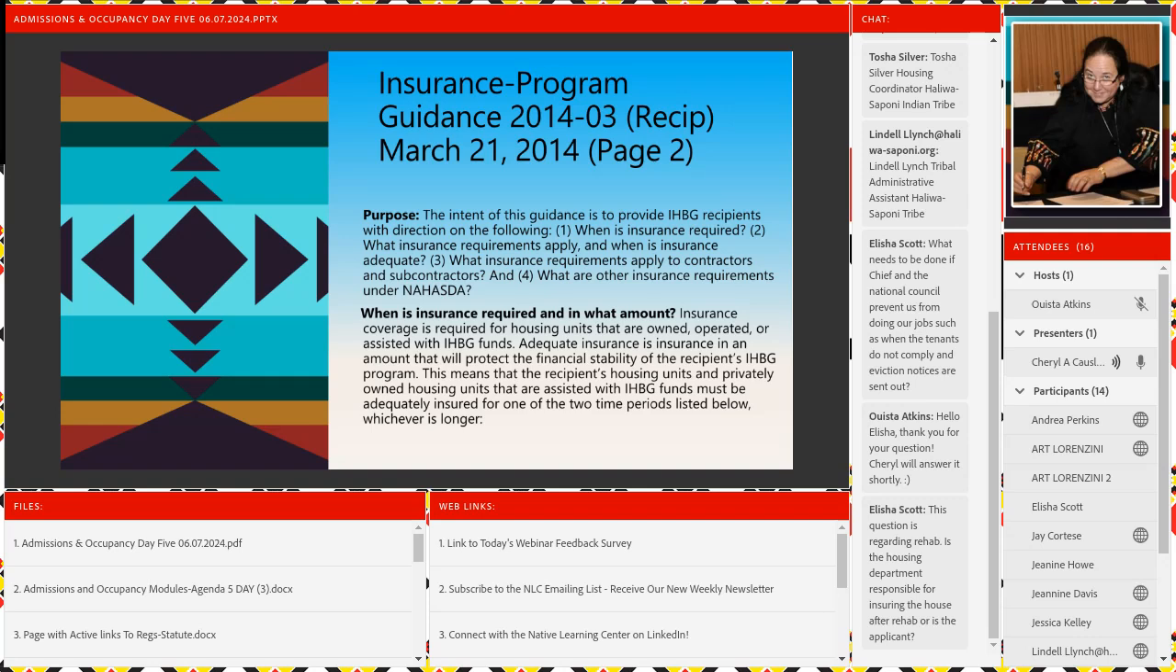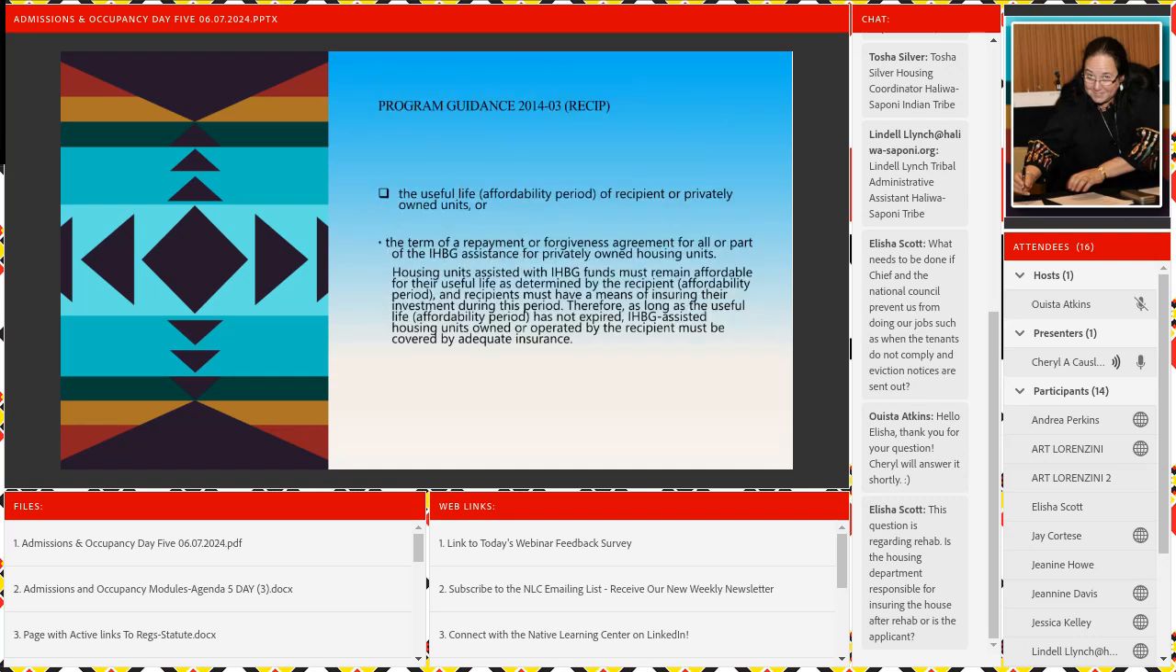When is insurance required and in what amount? Insurance coverage is required for housing units owned, operated, or assisted with block grant funds. Adequate insurance is insurance in an amount that's going to protect the financial stability of you as the recipient and your IHBG program. This means the recipient's housing units and privately owned housing units that are assisted with block grant funds must be adequately insured for one of the two time periods listed.